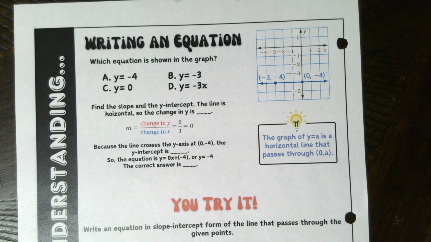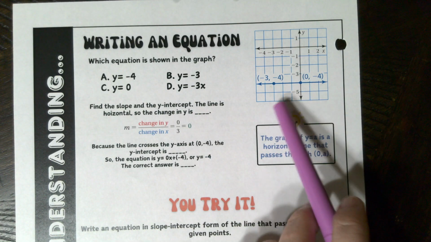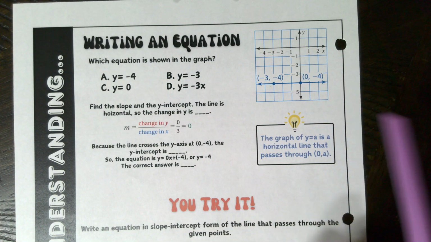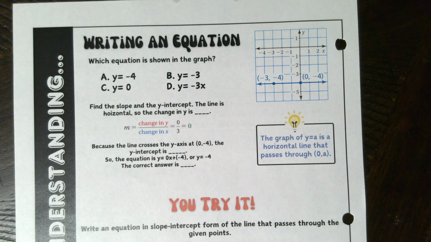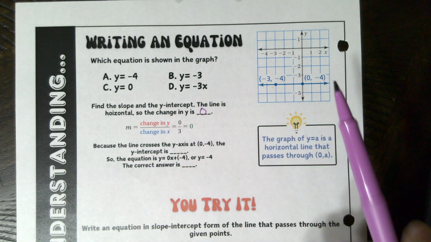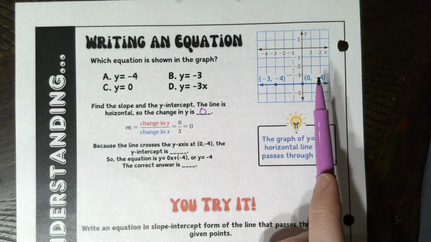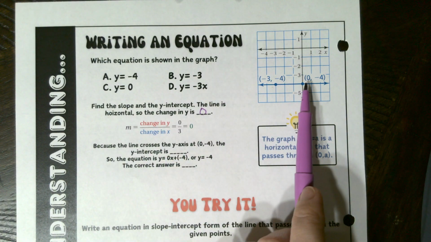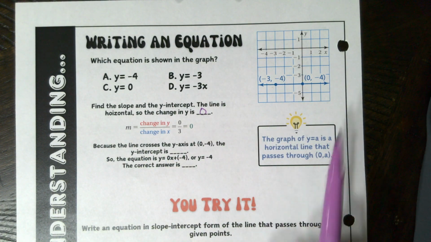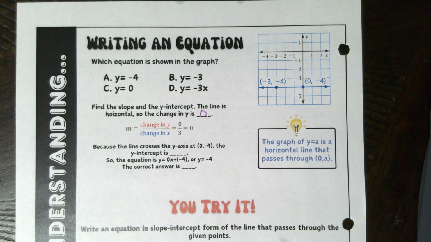So we're going to find the slope and the y-intercept. The line is horizontal. That should say horizontal. Sorry for my poor spelling. So the change in y is, because it's horizontal, we know that this is a 0 slope. So the change in y is 0. And we can also see this because we go -4 minus -4, which would just be -4 plus 4, which is 0. And then 0 plus 3, or 0 minus -3, which would be 3, making our answer 0.